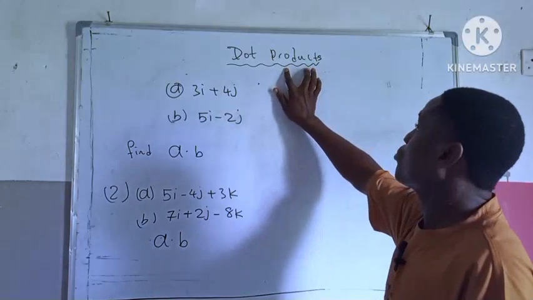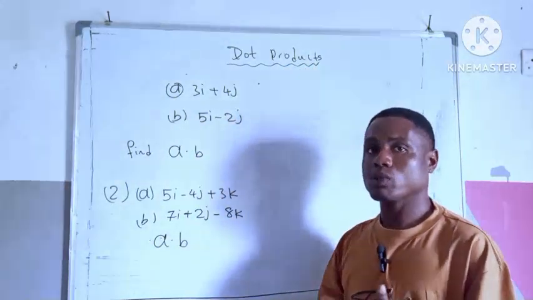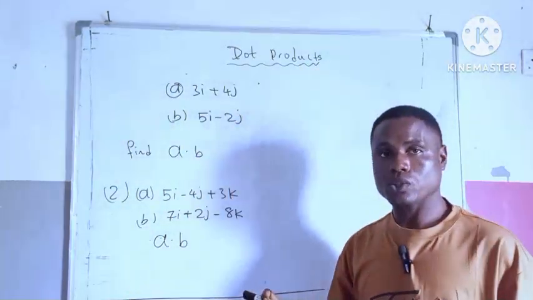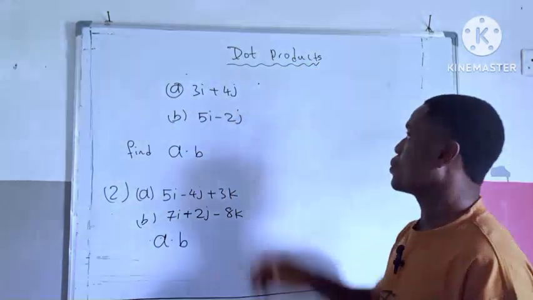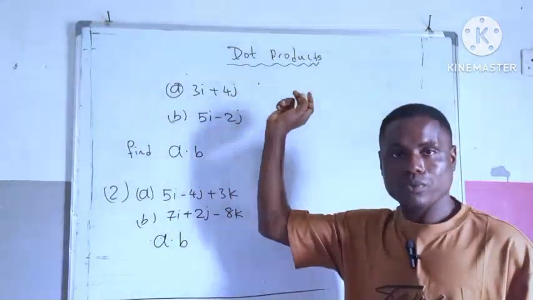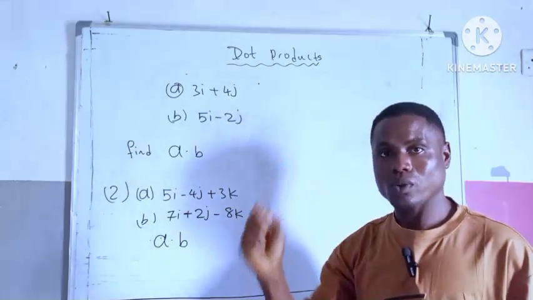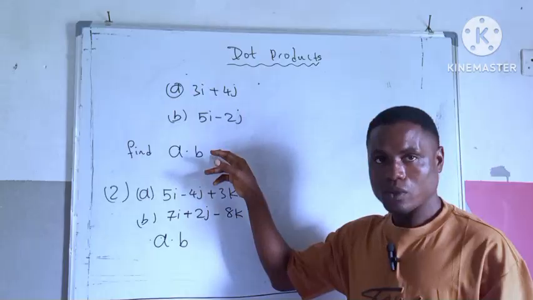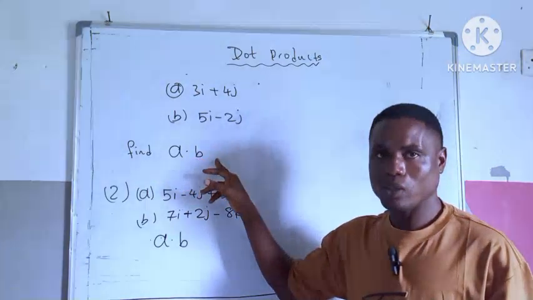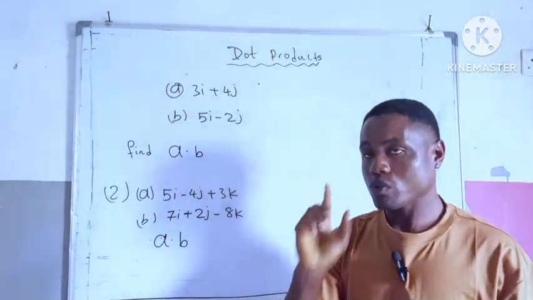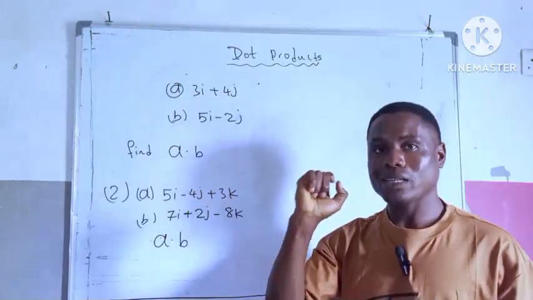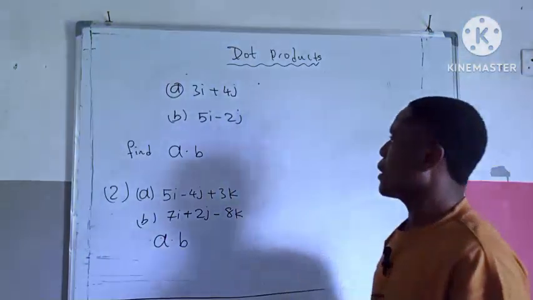Now it's from this word product. You know that addition means plus, but this product means multiplication. That's why they use dot product. So we have to find A dot B, so you are multiplying them together. The first thing to do is to collect like terms. So what are the like terms here?